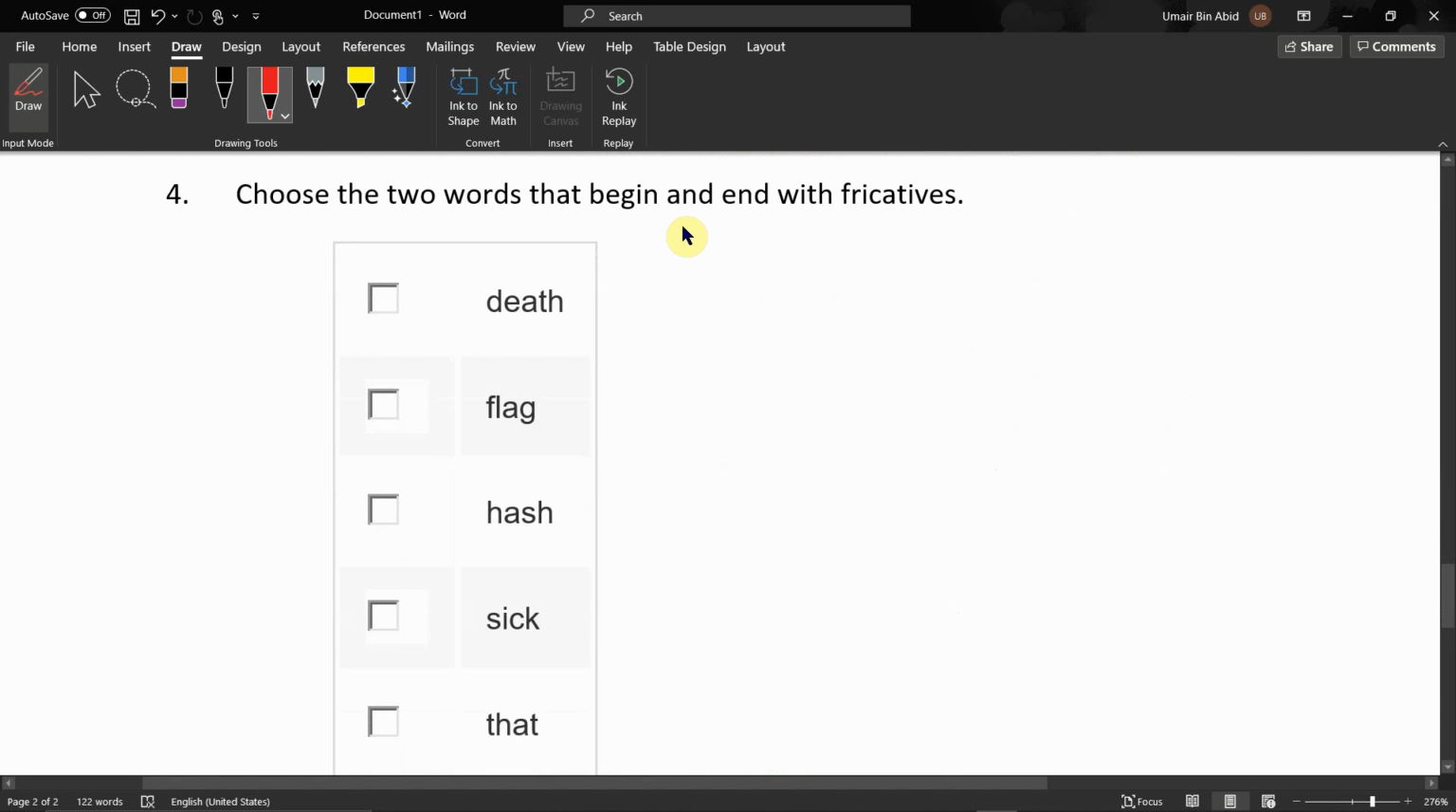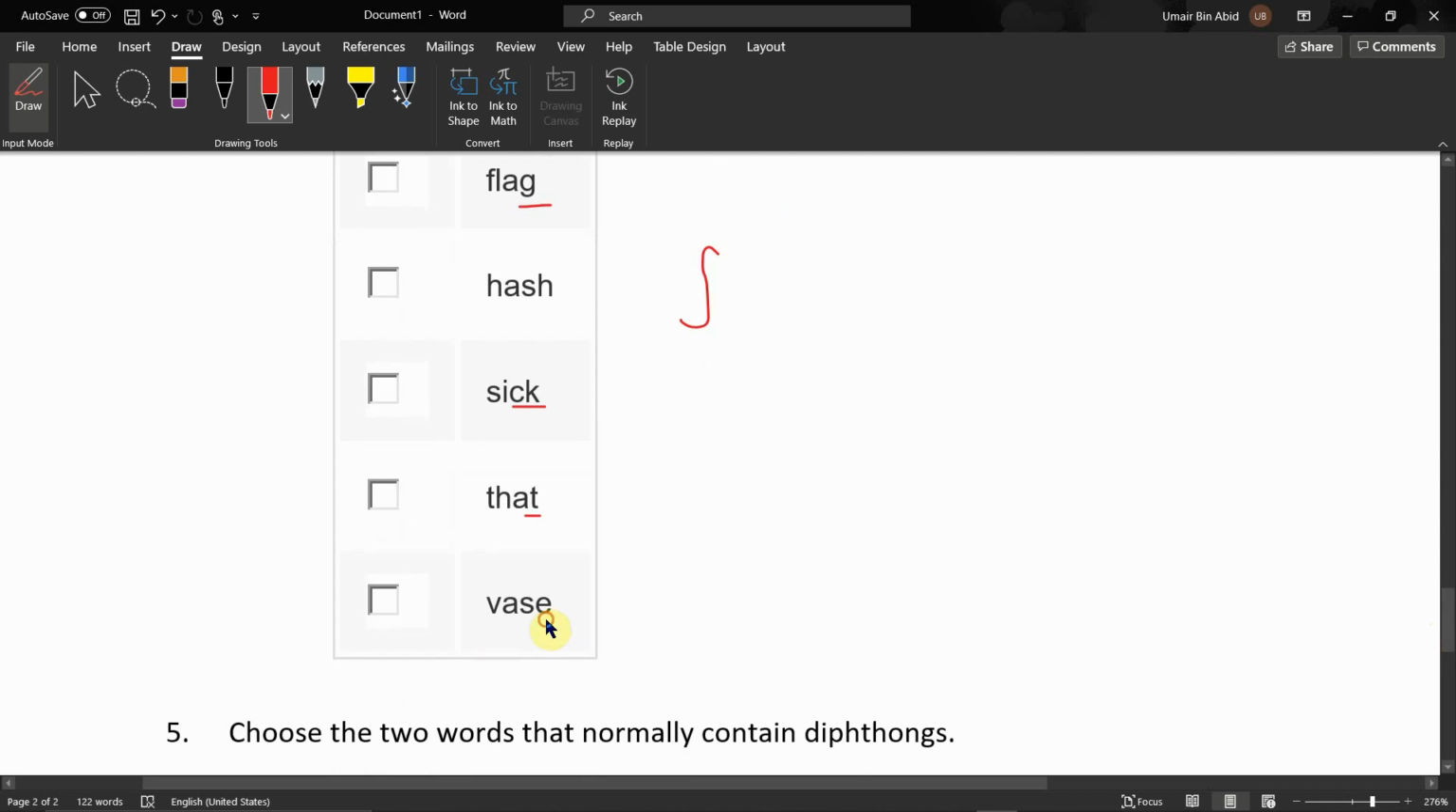Choose the two words that begin and end with fricatives. You should know what fricatives are, only then you can answer this question. The first option ends with a fricative, at the end of this word we have this fricative. In flag we have the last sound g, which is a voiced sound, and it is actually a stop or plosive. In hash we have the sh sound, it is also a fricative. In sick we have the k sound at the end, which is a stop. In that we have the t, which is also a stop sound. And in ways we have z.